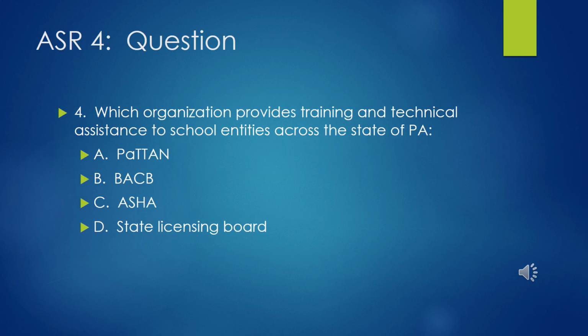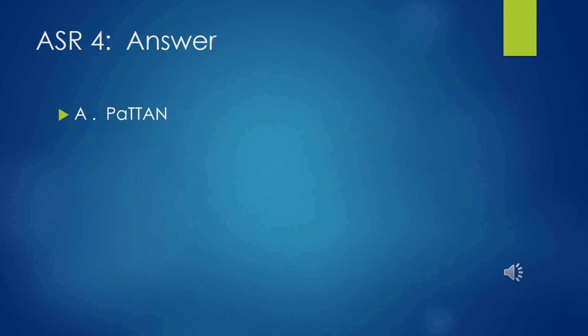So ASR number 4, question. What organization provides training and technical assistance to school entities across the state of PA? A, PaTTAN, or PATAN. I often get questioned about how you pronounce it. It really doesn't matter. B, the BACB, C, ASHA, or D, the State Licensing Board? And the answer is PaTTAN or PATAN.